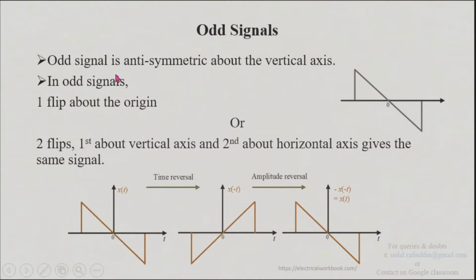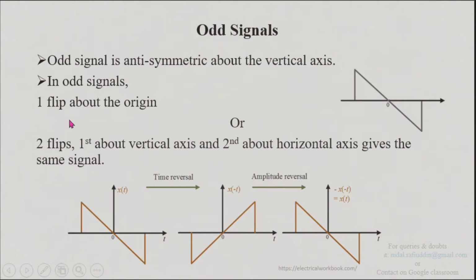Odd signals are anti-symmetric about the vertical axis, which means they will not be exactly symmetric about the vertical axis, but rather anti-symmetric. Anti-symmetric means that you first flip about the vertical axis, and the signal you get will not be the original signal; rather, the reflection has to be taken about the x-axis as well in order to obtain the original signal.